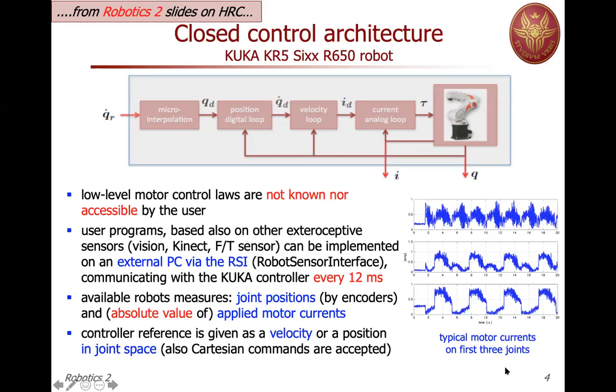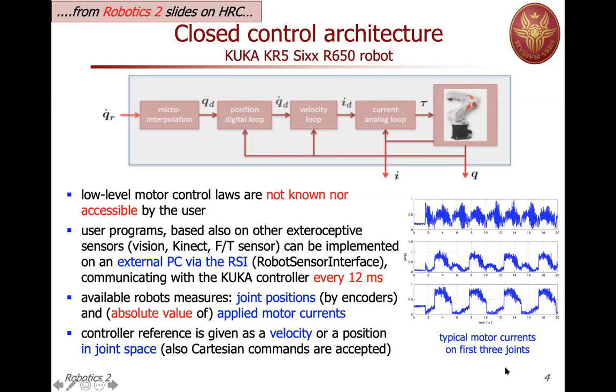Nowadays, most of the time it is digital, but certainly the outer loop is digital, which again takes the current configuration, compares it with the desired position joint by joint, and gives a command, which is the desired velocity for the inner velocity loop, in such a way that q follows the desired q_d.